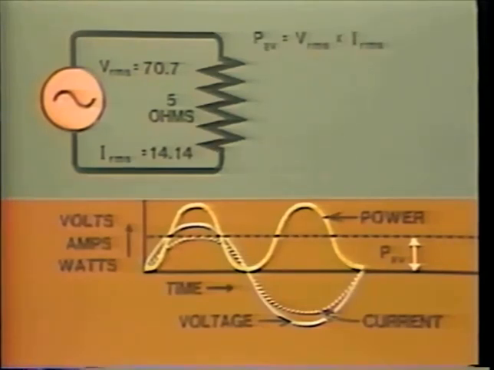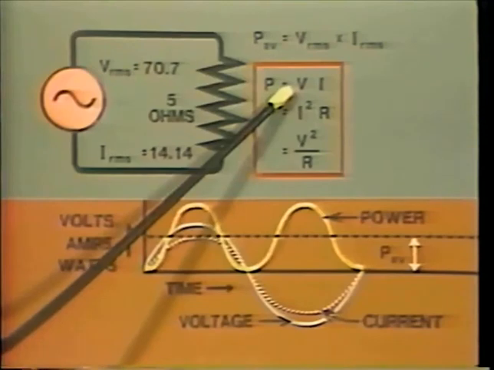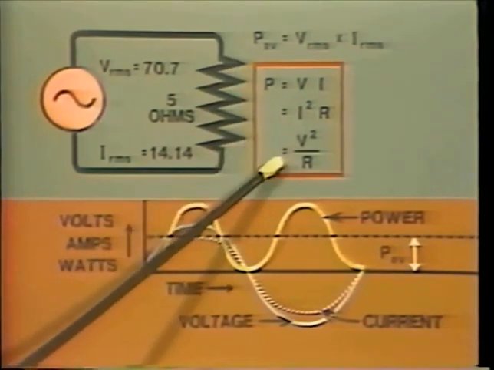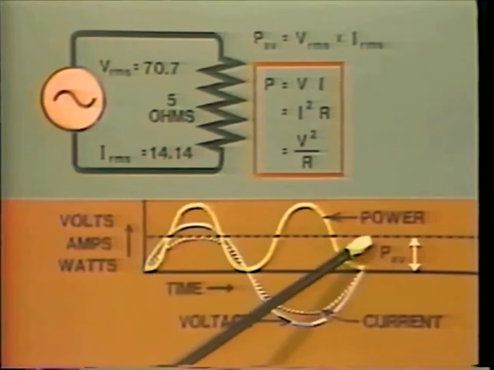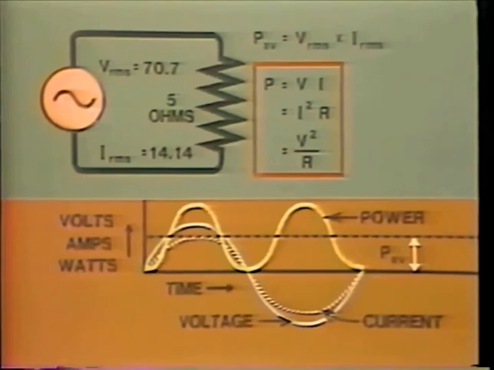In fact, in a resistive circuit, all the formulas for power we looked at for DC also apply for AC. Power equals voltage times current, power equals current squared times resistance, and power equals voltage squared divided by resistance, where, in these formulas, P is the effective power, V is the RMS voltage, I is the RMS current, and R is the resistance.